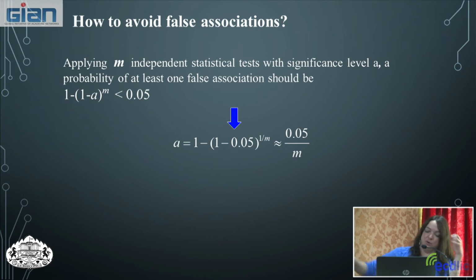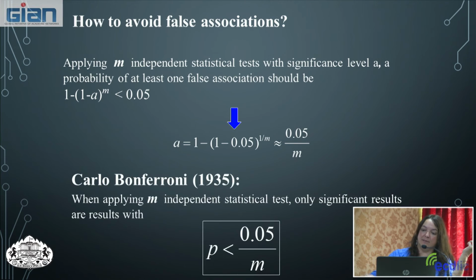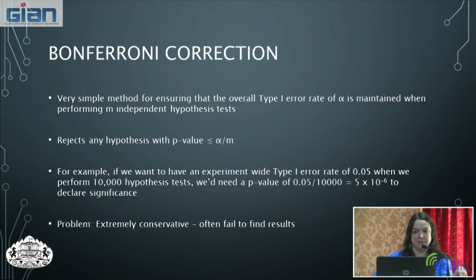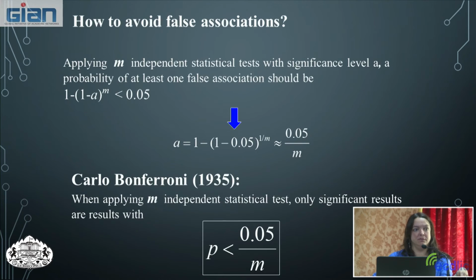So we can say A is estimated with this adjustment. We would take our p-value of 0.05 and divide it by the number of independent tests that we did. This is called Bonferroni correction, developed by Carlo Bonferroni in 1935. He says our p-value should be adjusted by taking the p-value that we would choose, in this case 0.05, and dividing it by our number of statistical tests. Okay, are you guys all writing?